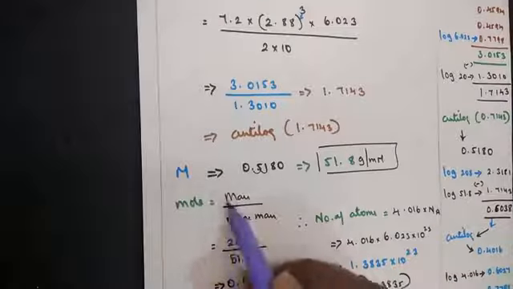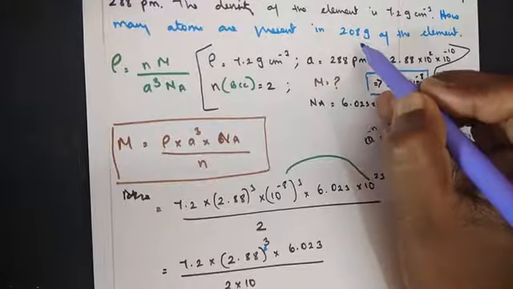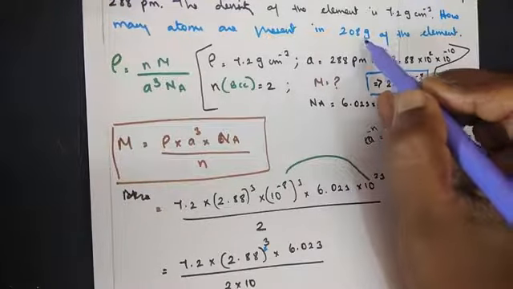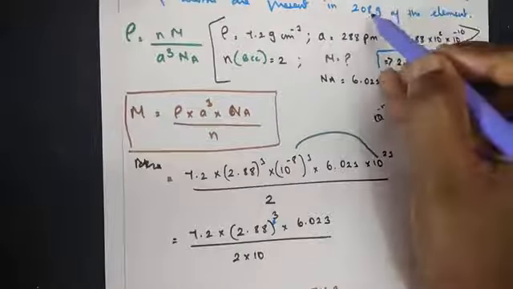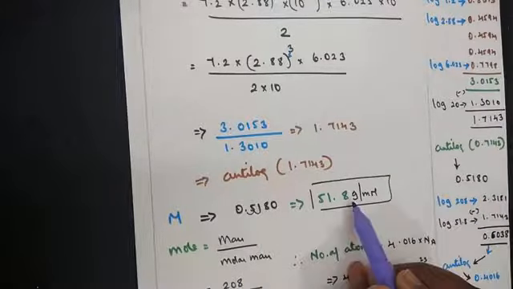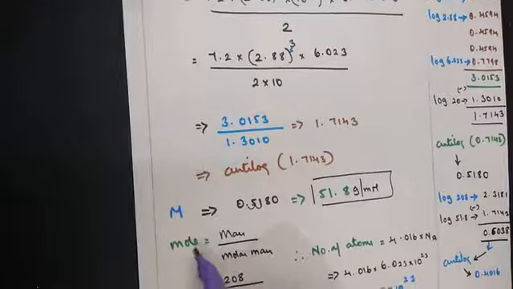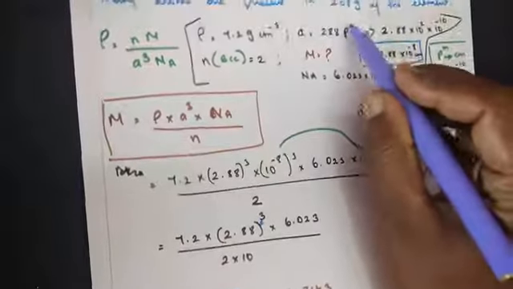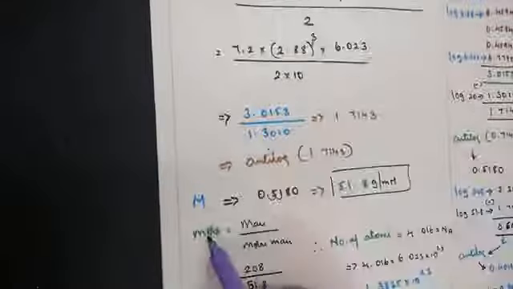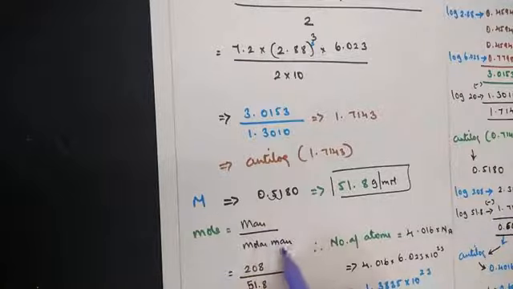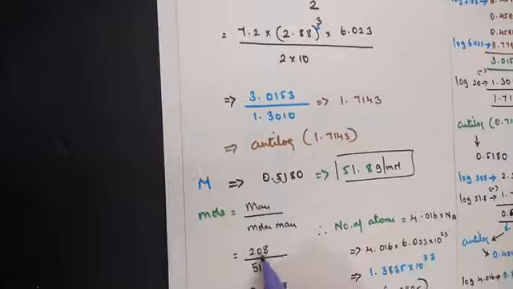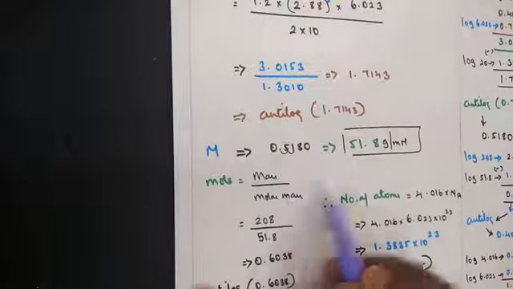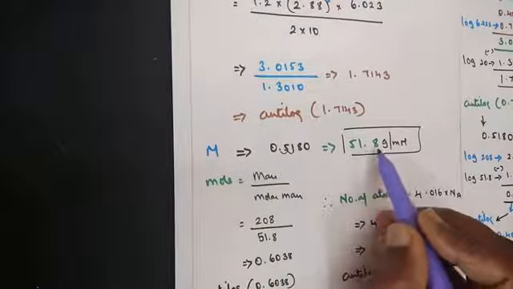Now, the amount of mass existing is 208. The molar mass of 1 is given to be 51.8. So we have to calculate how many moles are existing within the given mass of 208 gram. So mole is equal to mass by molar mass. The given mass is 208. Molar mass we have arrived to be 51.8.